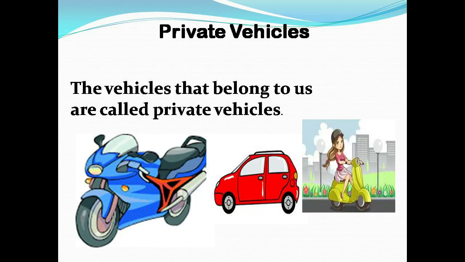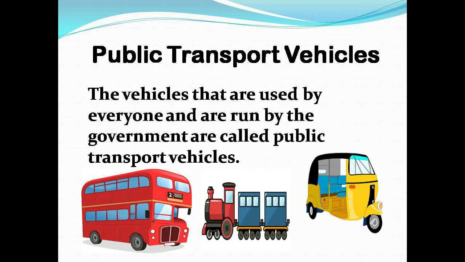Children, private vehicles are the vehicles which are owned by us and belong to us. We use them according to our needs. Like if we own a scooter or a car or a bicycle, we use them according to our necessity. On the other hand, public transport vehicles are the vehicles which are used by everyone and are run by the government. Every person has a right to use them to move here and there.